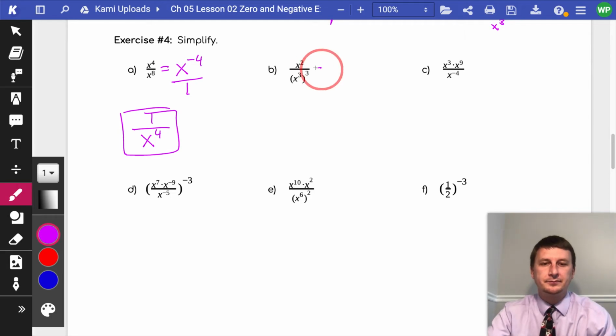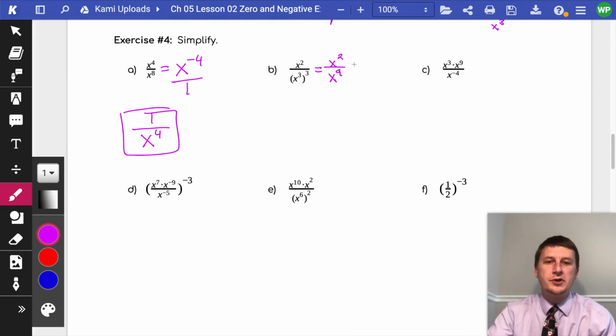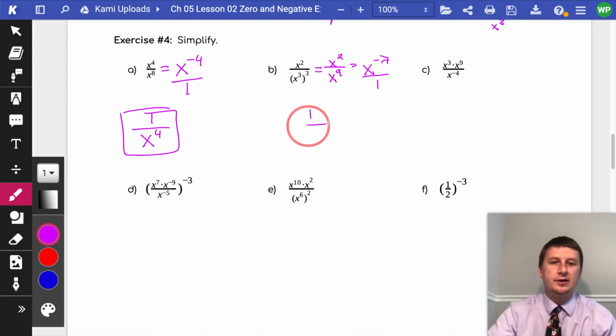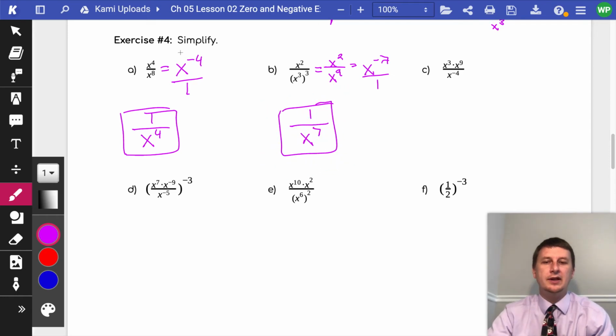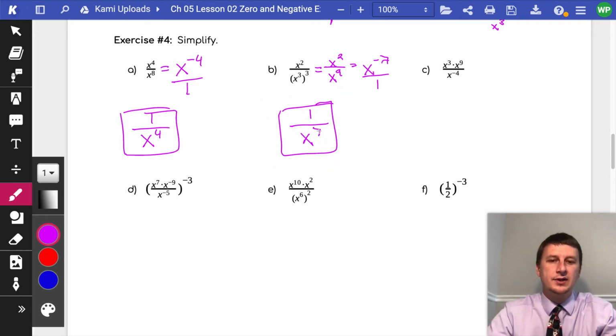In part B, we have x to the second divided by x to the third to the third. So x to the third to the third is going to be x to the ninth, because that's our power of a power property. And then we're going to use our quotient rule there, and we're going to arrive at x to the 2 minus 9, which is negative 7. Now again, we don't want to leave our answer as a negative exponent, so we take the reciprocal and we make the power positive. So our simplification in part B is going to be 1 over x to the 7th power.